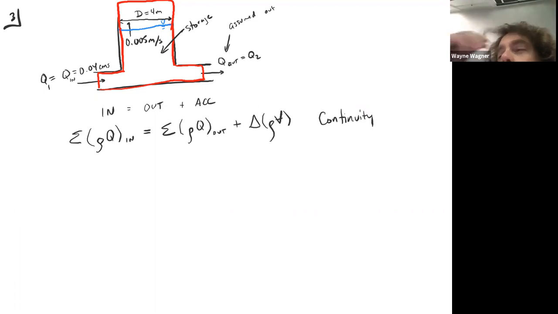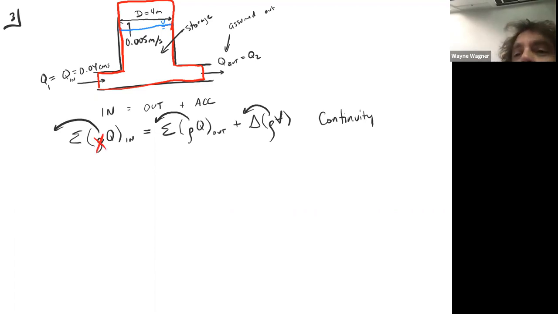So the first thing we're going to note as we work with this is that the density everywhere is the same. There's no changing density in this problem. So we're going to take these rho's and pull them all out, and once they're all out in front, I can eliminate them. Okay, so all the rho's go away. Now I can say the sum of Q's in, there's only one Q in, so that's Q1. There's only one Q out, so that's Q2.